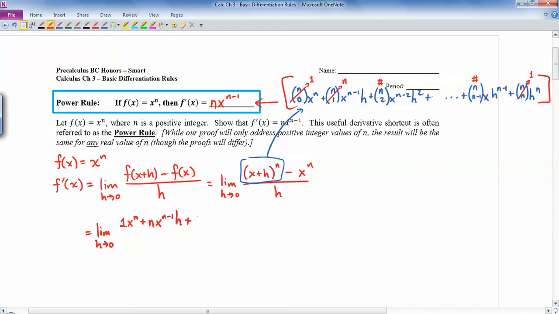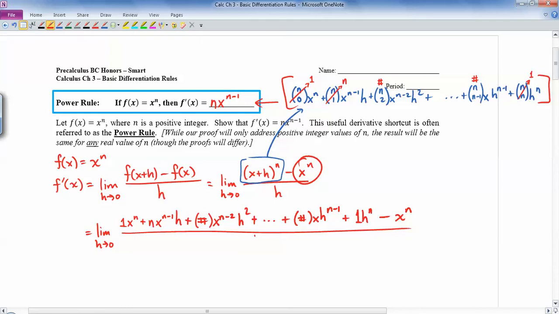Plus some number, that's the n choose 2 part, x to the n minus 2 times h squared, plus dot dot dot, plus some other number times x h to the n minus 1, plus 1 h to the n. So that's the x plus h to the n part. And then I still have this part right here, minus x to the n all over h.